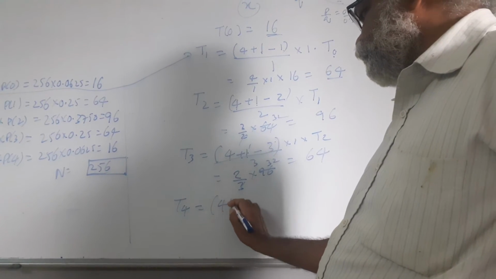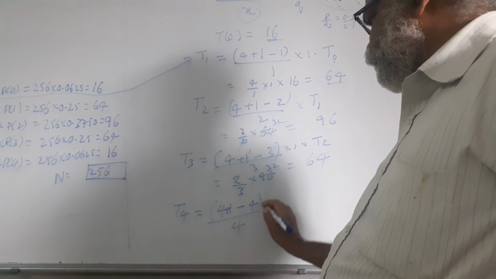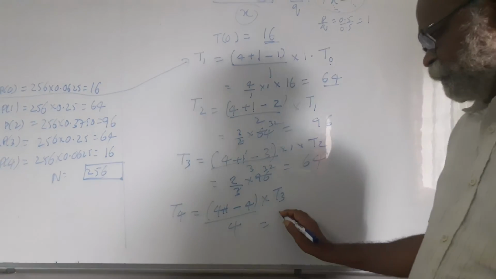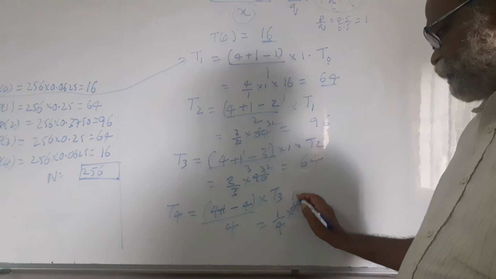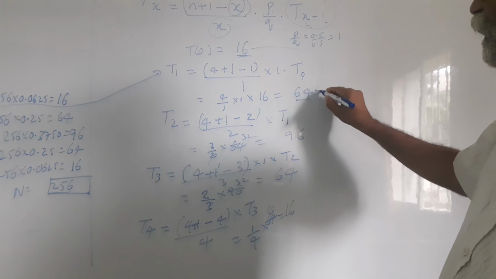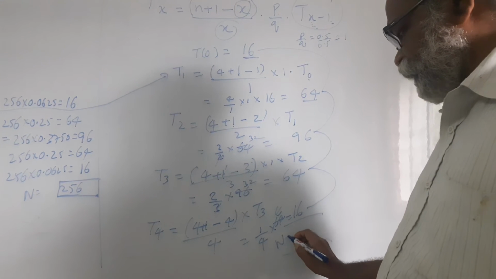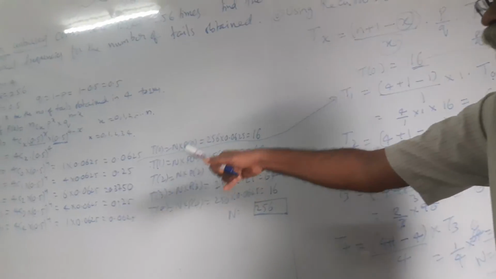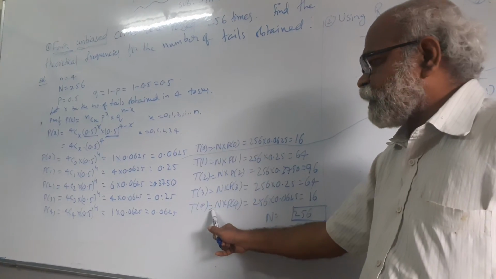Finally T4. T4 is equal to 4 plus 1 minus 4 divided by 4 into T3. That is 5 minus 4, 1 by 4 into 64. That is 16. So we got all the frequencies now: 16, 64, 96, 64, 16. You add them up, capital N is equal to 256. Either find the probability and then multiply with capital N each time, you will get all the theoretical frequencies.